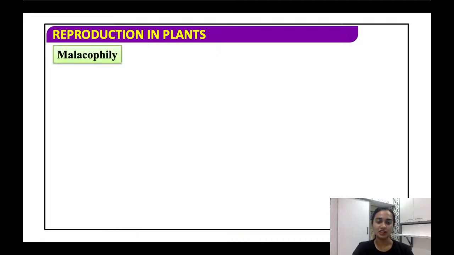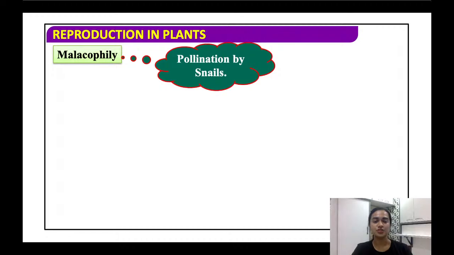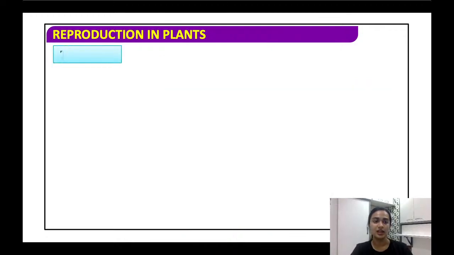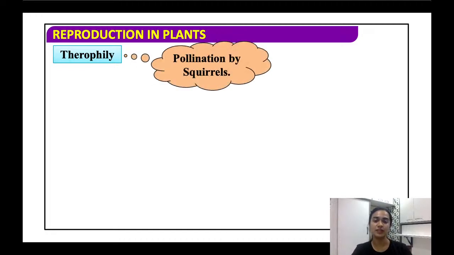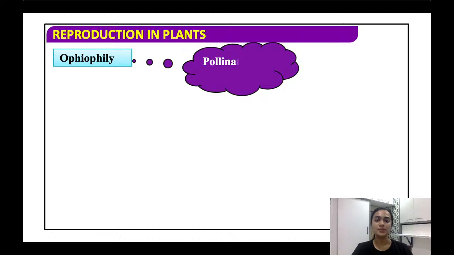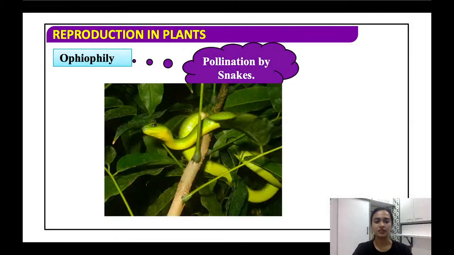Then coming to malacophily. Malacophily refers to the pollination by snails. So many animals are involved in pollination and they all help in some way or the other. So this is an example of pollination happening through a snail. Moving forward, therophily. Therophily means pollination by squirrels. Alright. Now, ophiophily means pollination by snakes. This is an example of ophiophily.